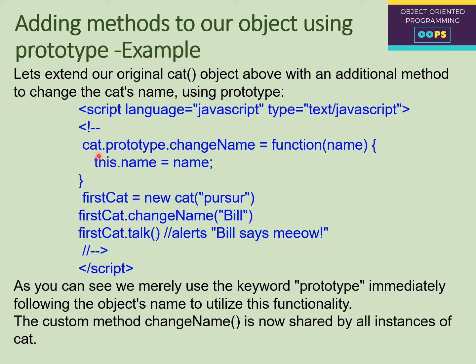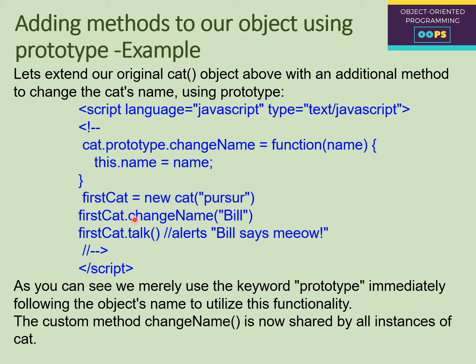So cat is our initial function, and inside that function we are trying to add a new function. That new function is changeName. changeName is equal to function of name, this.name is equal to name. So this changeName function will take a parameter, and that parameter is assigned to this.name. Then firstCat is equal to new Cat of Parser. New Cat of Parser means initially a cat variable is declared, the variable name is firstCat, and the name of that first cat is Parser.